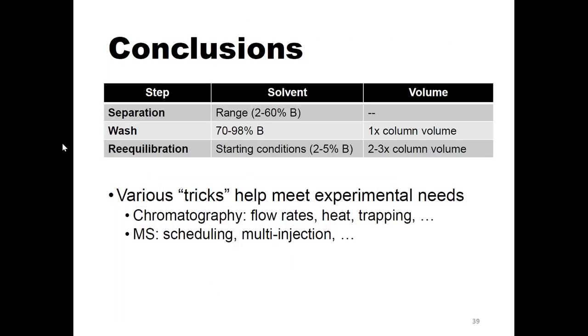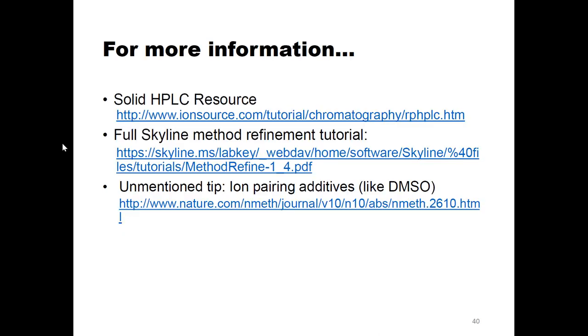So, quick conclusion again, that was another dump of information, but the biggest take-home points were these parts of the chromatography gradient, and then that there are lots of interesting things that we can do to meet our experimental needs, all coming back to how we can balance that triangle. So that was a pretty quick dump of information. There's tons more resources online.